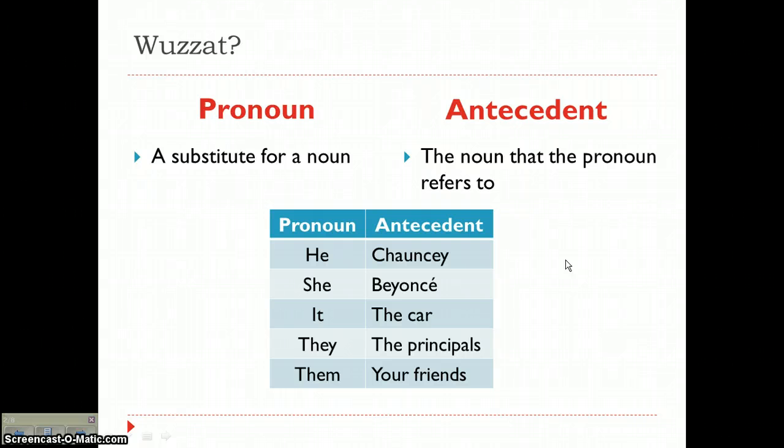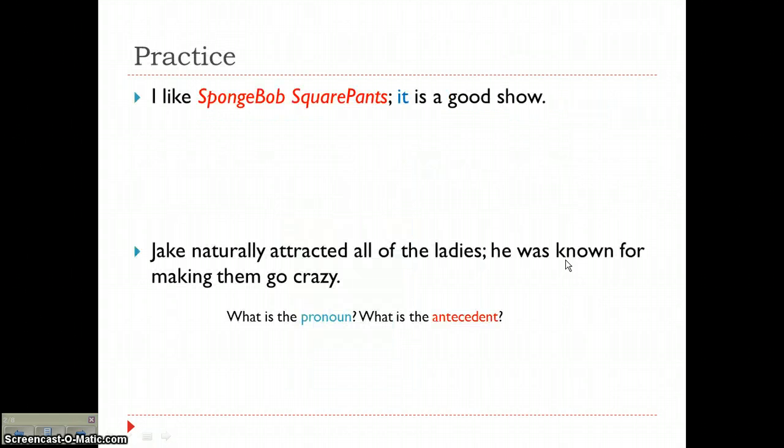So what we need to do today is figure out how we make sure the pronouns and antecedents are always in agreement. All right? But first, let's make sure we know what a pronoun and an antecedent is. So when you look at the sentence, I like SpongeBob SquarePants, it is a good show. Which one of those is a pronoun? SpongeBob SquarePants or it?